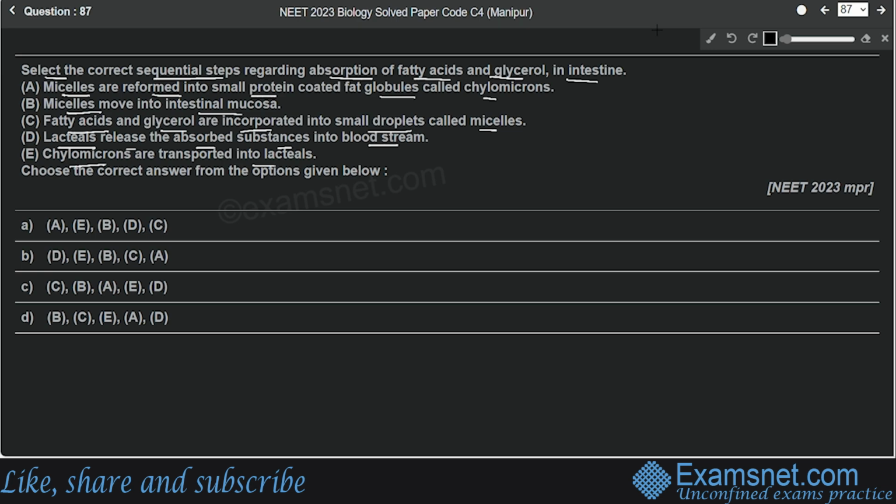Now this is not the correct sequence of steps. So the correct one will be, first, fatty acids and glycerol are incorporated into small droplets called micelles. So this third statement, C, will come first. Fatty acids and glycerol are incorporated into small droplets called micelles. These micelles are formed in the lumen of the small intestine.